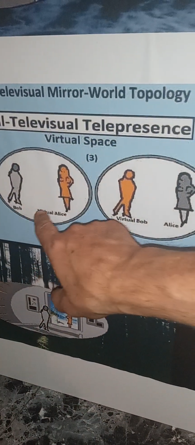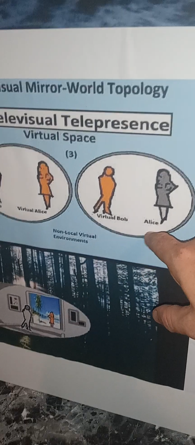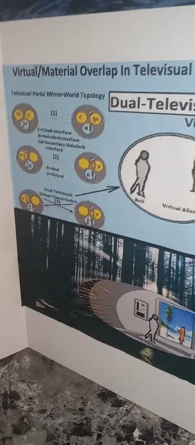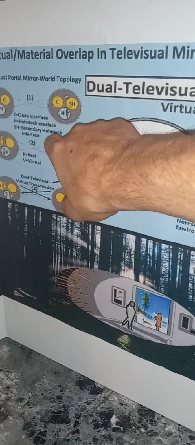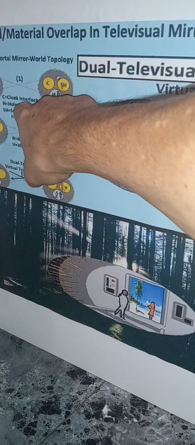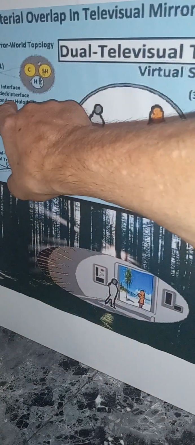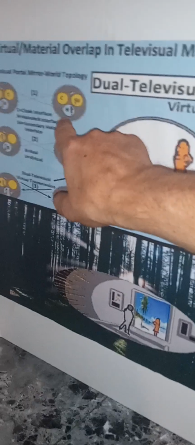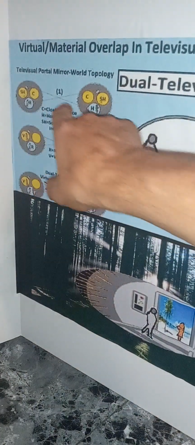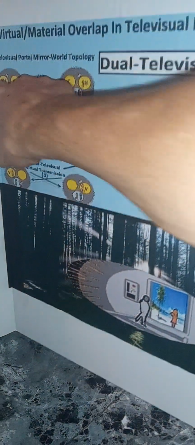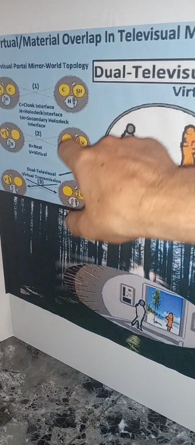Well, I call this Bob and virtual Alice and virtual Bob and Alice. But people get tired of those names, so I call them John and Jane. And this shows the televisual portal mirror world topology. The cloak interface is right here. The holodeck interface is right here, where both of them exist in bodily form, or physical form. The secondary holodeck interface is right here. That's where they exist in virtual form.